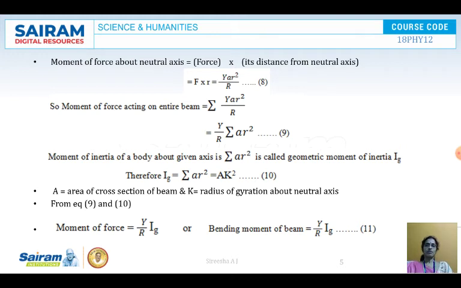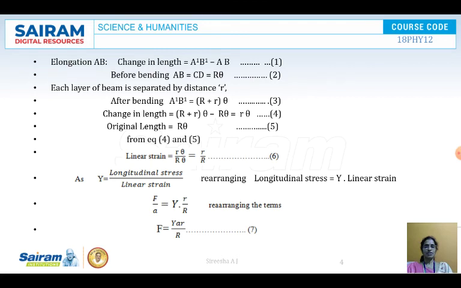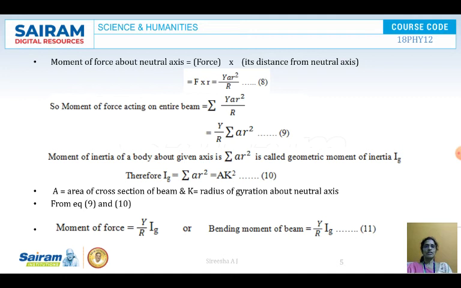The moment of force about the neutral axis. We know that moment of force about the neutral axis is force into perpendicular distance, which is F, and the perpendicular distance from the neutral axis is taken as small r. From equation 7 we got F is equal to YAr by capital R. The same we are substituting here in F into r, giving YA r square by R. We are getting equation 8.